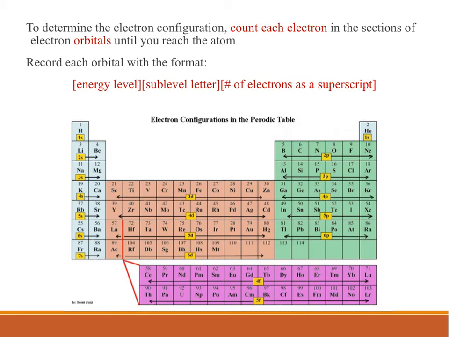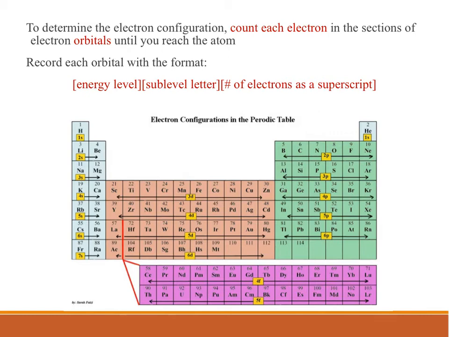So to determine the electron configuration, you're going to count each electron in the sections until you reach that atom, just like you were doing with a Bohr model when you were counting how many blocks you went through before you got to your atom. And then you would record those electrons in a particular format.